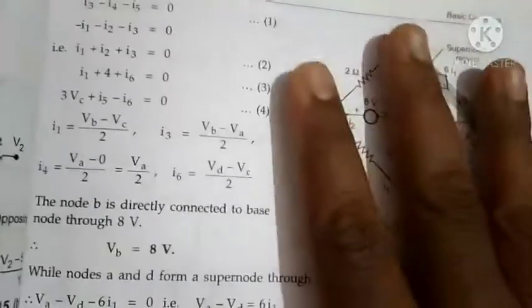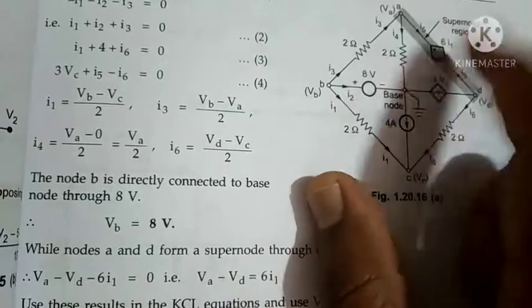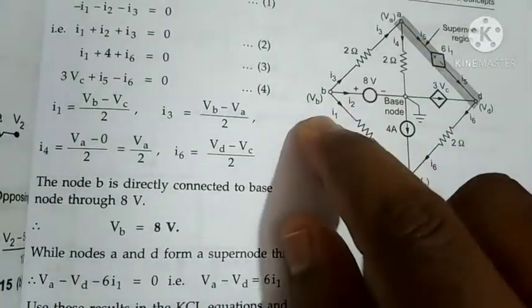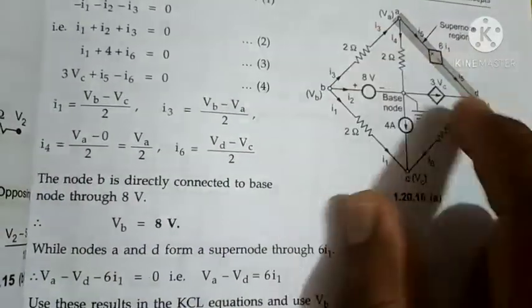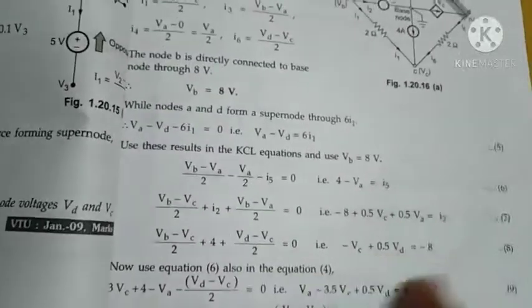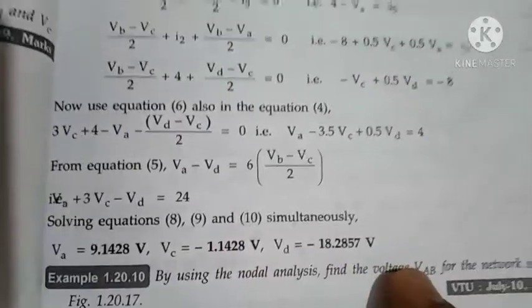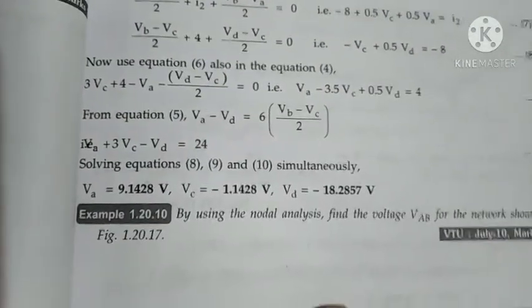So we get 4 equations for these 4 unknowns, and because of these two voltage sources we'll get another 2 equations. We got the equation for the VB value, and we got the value of VA minus VD by using this node. So by using all these 6 equations and simplifying, we can get the values of V1, V2, VA, VB, VC and VD. Okay, so let us move to the next problem.